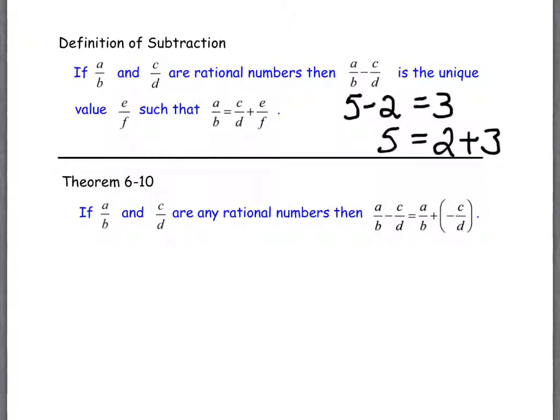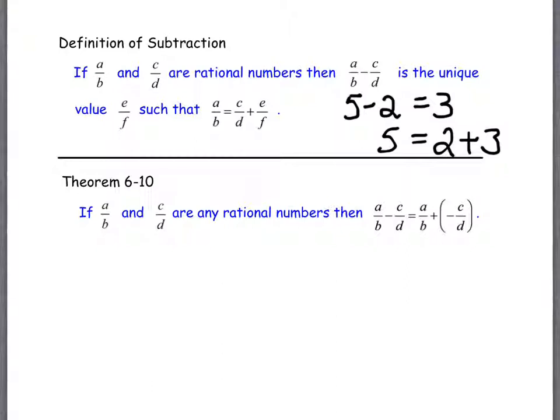Well, it's 3. So the answer to 5 minus 2 is 3 because 2 plus 3 is 5. Right? You use prior knowledge. You build upon that when you're creating subtraction. There's no reason to start from scratch because it's not something that's new. It's really just a reiteration in a different way.